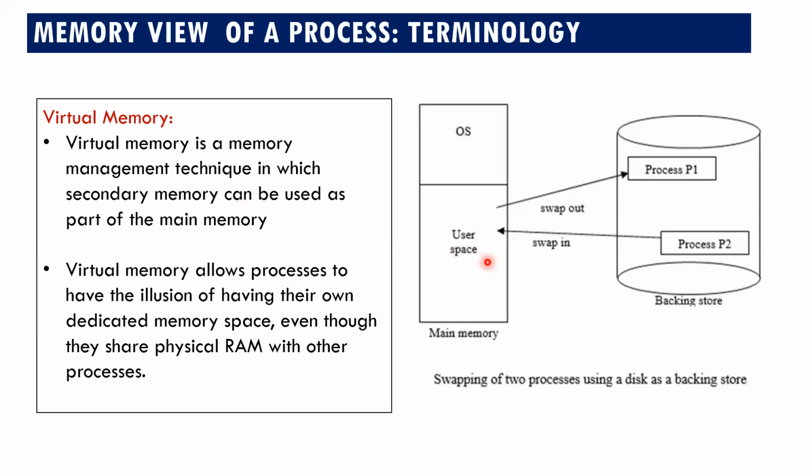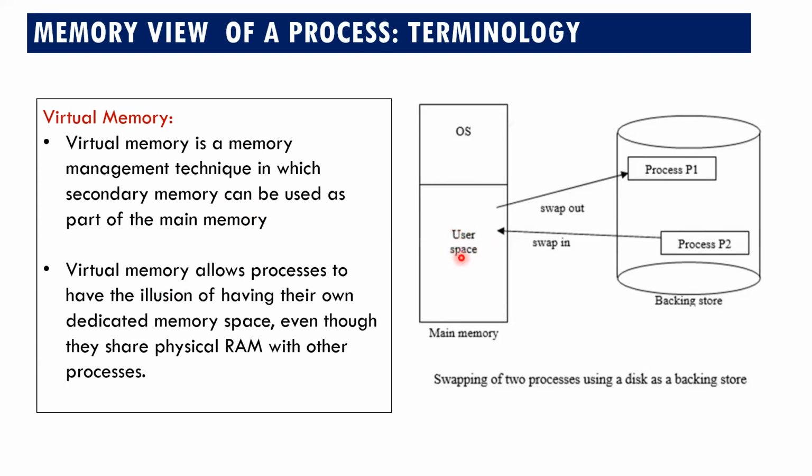We all know that a process can be in different states, starting from the ready state, running state, termination state, and waiting state. Whenever a process is in the waiting state, it can be brought to the hard disk. And only the processes that are currently running can be given space in the main memory. Virtual memory allows processes to have the illusion of having their own dedicated memory space, even though they share physical RAM with other processes. That means whenever a process is currently executed by the CPU, only those processes will be given space in the main memory.